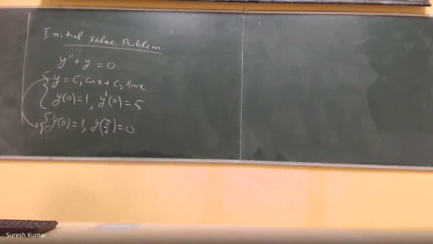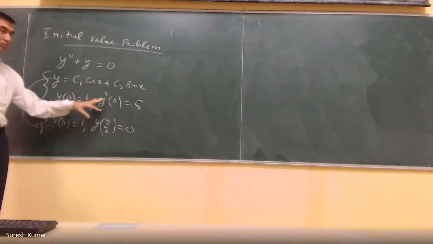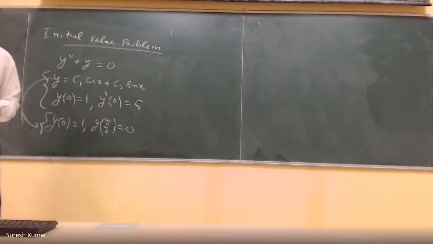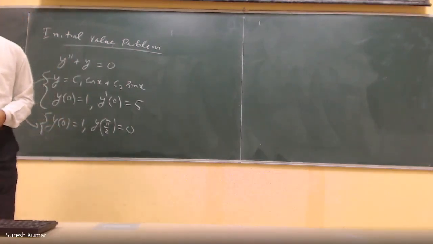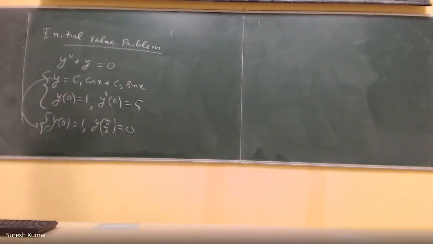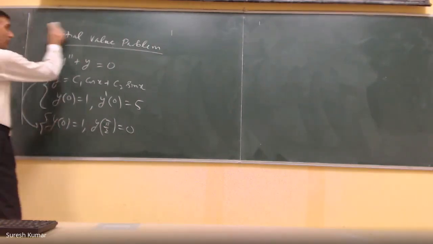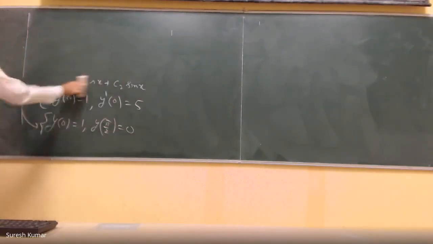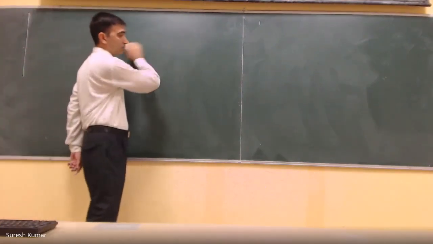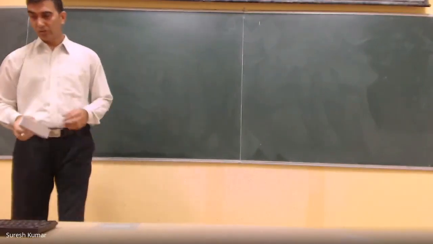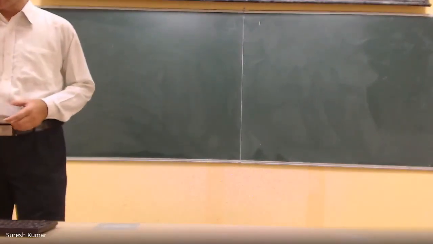Okay, so we have two types of problems: initial value problem and boundary value problem. The only difference is about the points where the conditions are specified. If the conditions are specified at a single point, then it's initial value problem. Different points, it's boundary value problem. So hope you understood all these things that I've explained today.